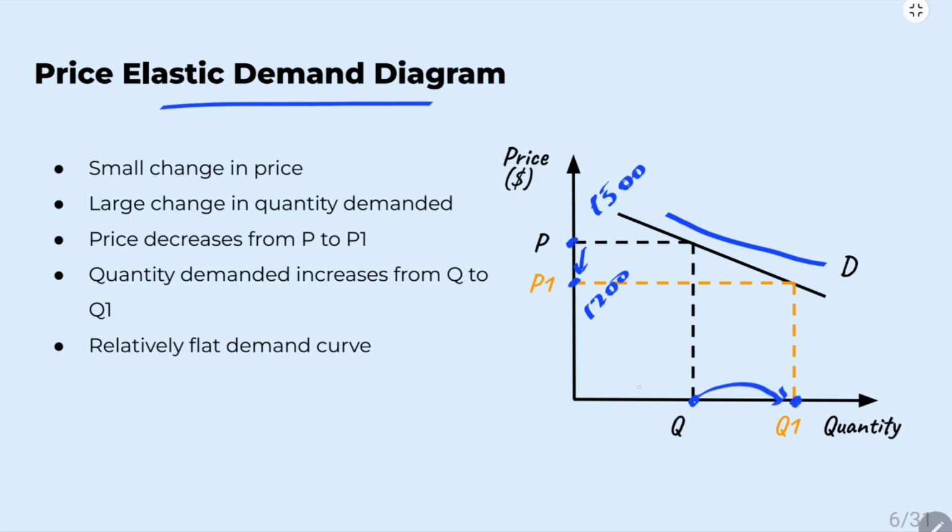For instance, sales may increase from 100 laptops to 180 laptops per month. This is a large increase in quantity demanded compared to the fall in price. Since quantity demanded changes more than the price change, demand is price elastic. This usually happens because consumers can easily switch between different laptop brands and alternatives.